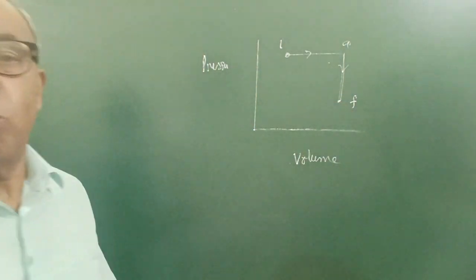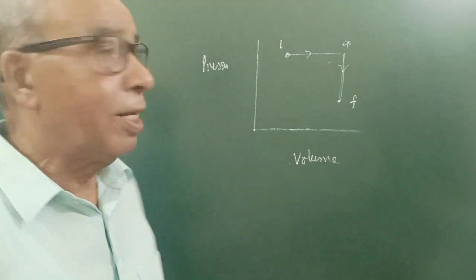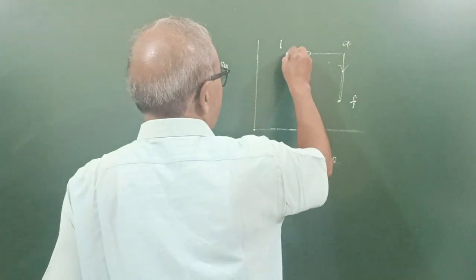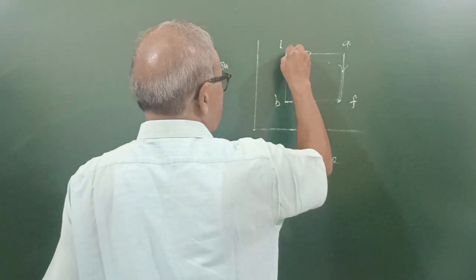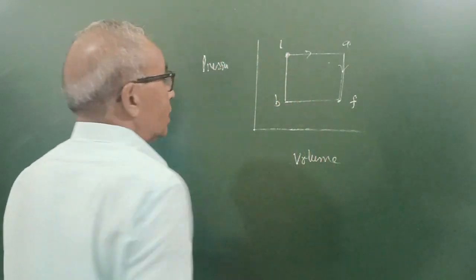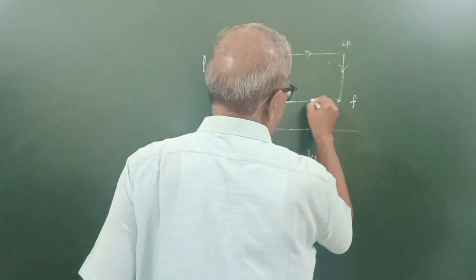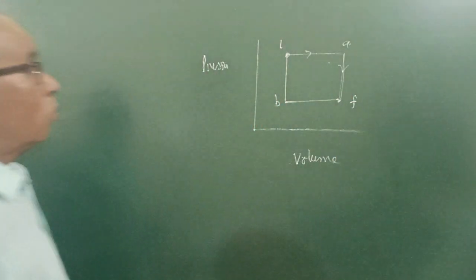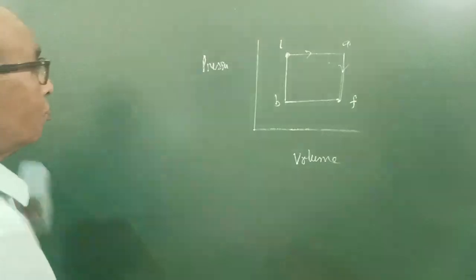Path followed, process followed, means how we change pressure and volume. That is the meaning. And then we come here via this process: first we decrease the pressure, keeping volume constant, and then we increase the volume. So I told you the area under the PV graph is equal to the work done.